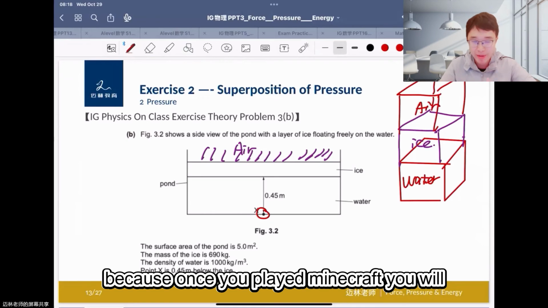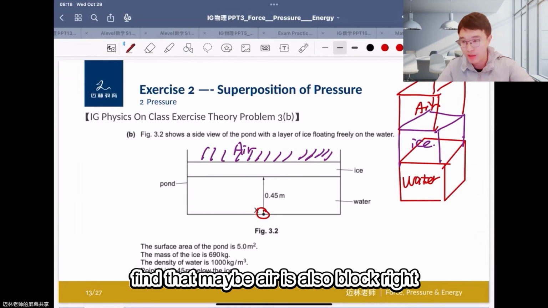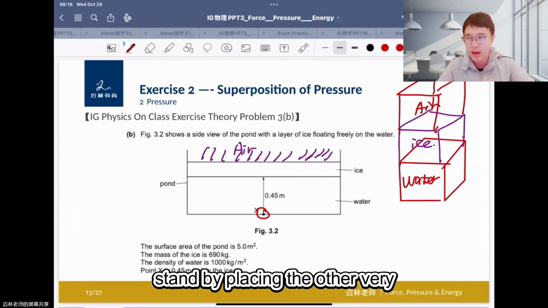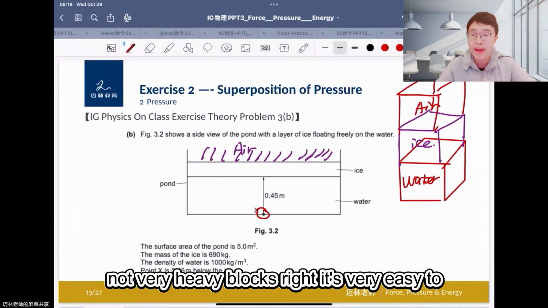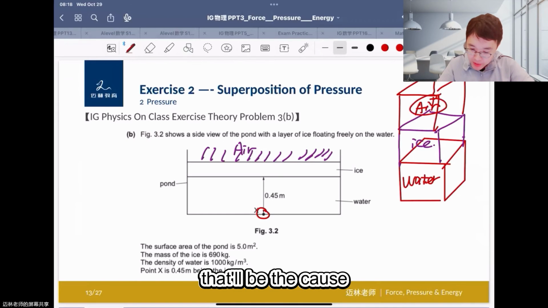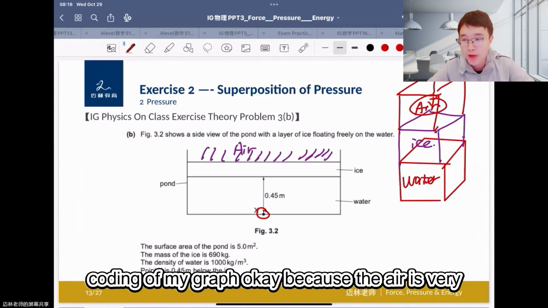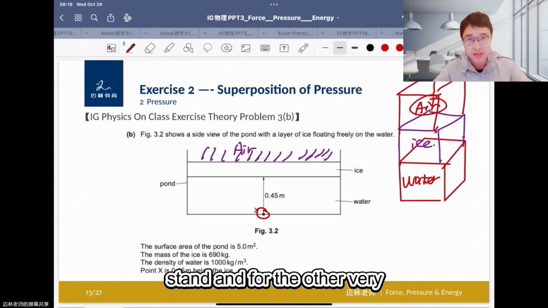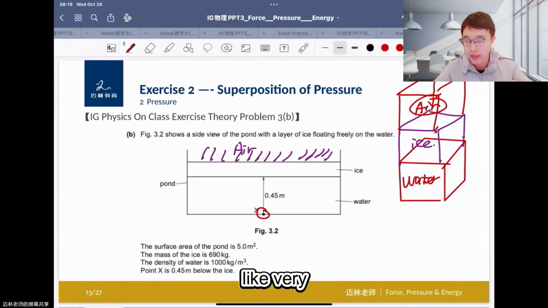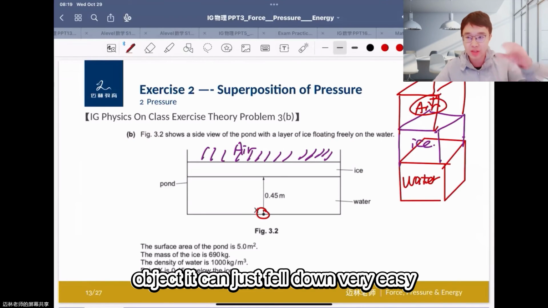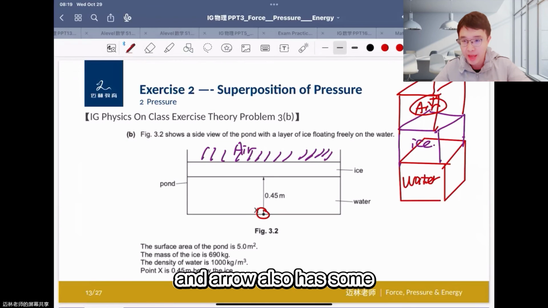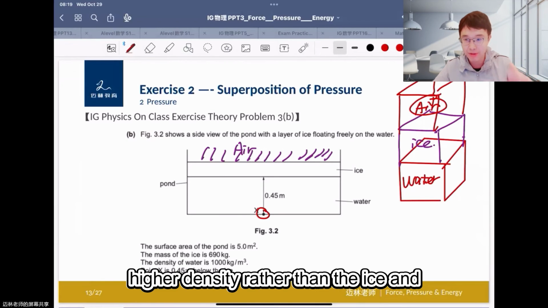Because once you play Minecraft, you will find that air is also a block, right? When you place sand or other not very heavy blocks, it's very easy for them to fall down. That is because there is an air block density in the coding of Minecraft. Sand and other objects with less density can fall down very easily because they have more density than the air. And air also has a higher density than the ice and water.